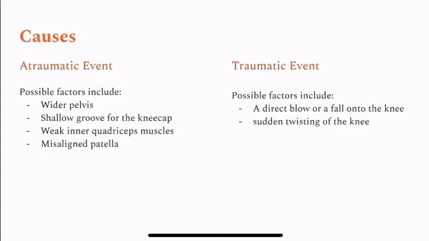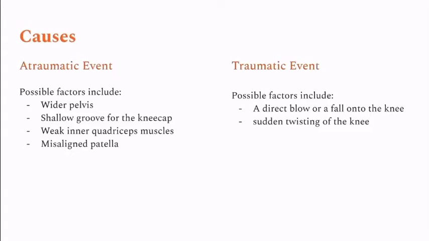A patellar dislocation may be caused by either a traumatic or an atraumatic event. An atraumatic event means there is no specific injury that has occurred. However, there are abnormalities in the bone or muscle anatomy. Possible factors include a wider pelvis, a shallow groove for the kneecap, a weak inner quadricep muscle, or a misaligned patella.